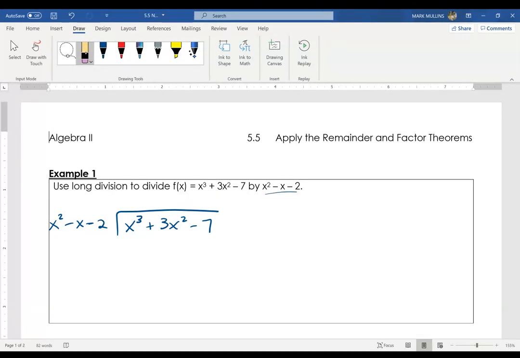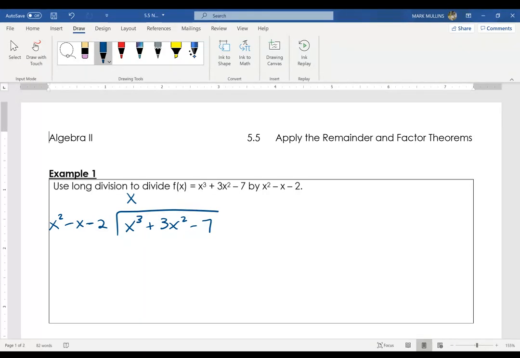And sometimes it almost helps to think about it in terms of multiplication instead and think, well, if I already have x squared, what would I have to multiply by to get x cubed? And that's going to be x. So we're going to write it on top, just like we would with regular long division. And just like with regular long division, we're going to take the x and multiply by x squared minus x minus 2 and write it underneath.